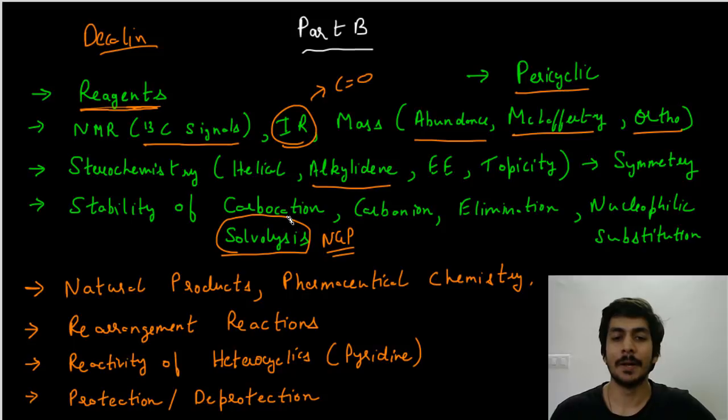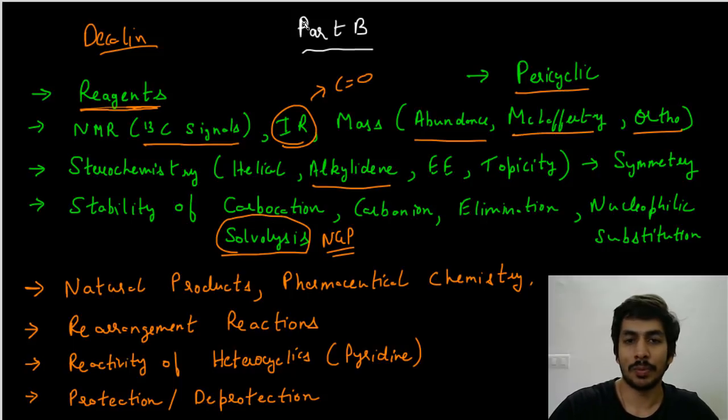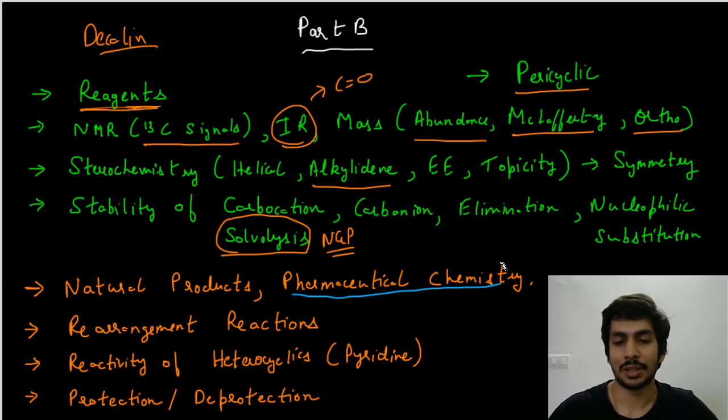Coming on to part B, you can say a bit difficult questions. That's why I've highlighted them in orange, right? So one question would definitely be on natural products or pharmaceutical chemistry. Now I don't recommend you to do this topic. If you have a good general knowledge, maybe you might be able to answer questions from pharmaceutical chemistry, right?